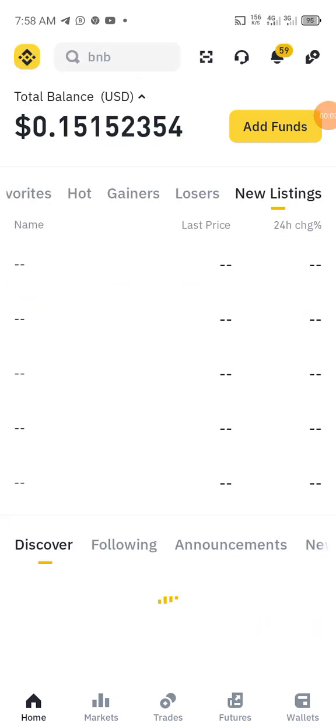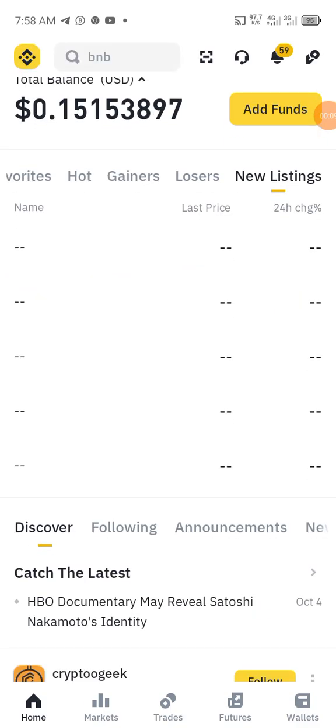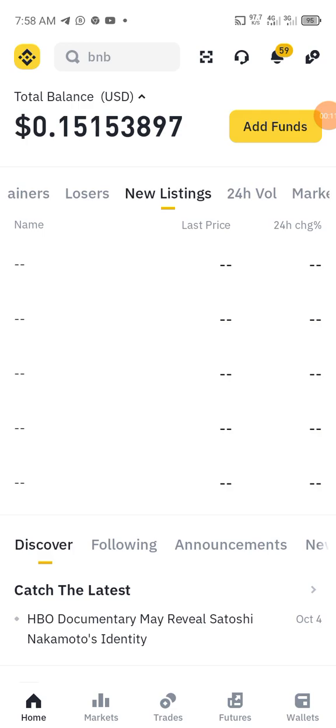Today we'll be looking at how we can make money on Binance with this simple strategy.